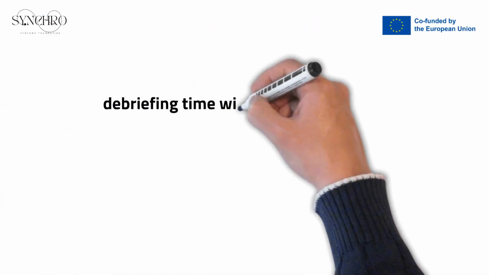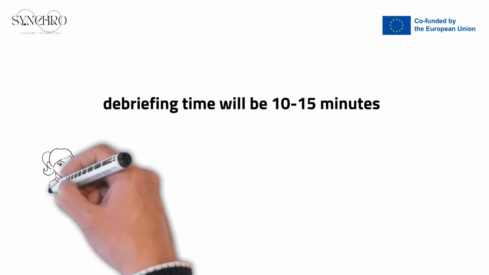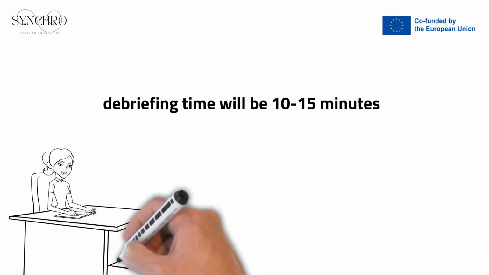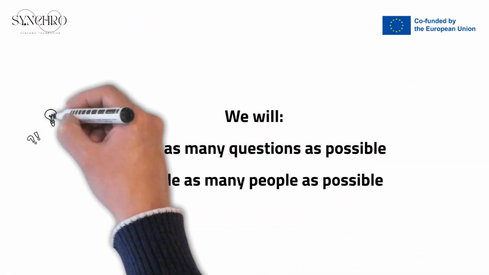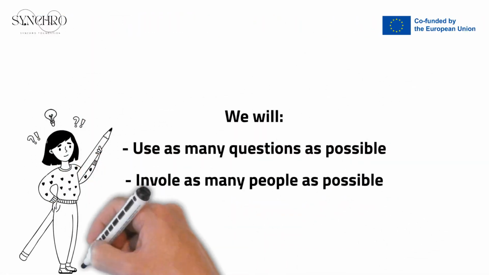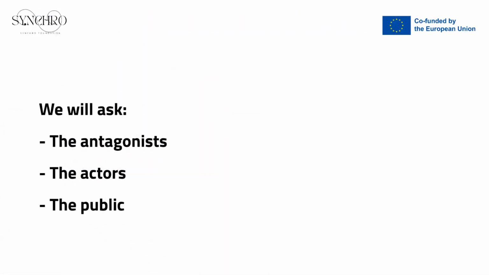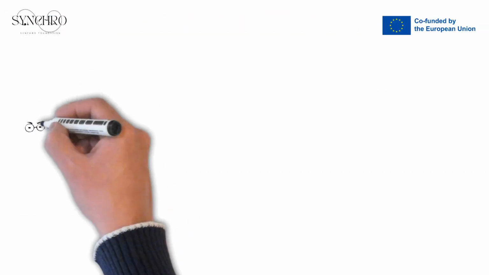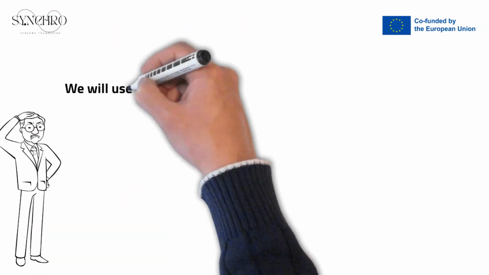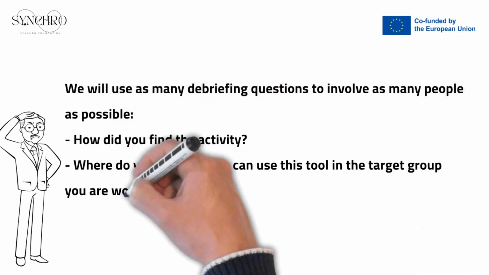After each group has presented their scene with a conflict element and the audience has been involved in it, the debriefing session follows, around 10-15 minutes. As many debriefing questions as possible will be used to involve as many people as possible: the antagonists, the actors, and the public. How did you find the activity? Where do you see that you can use this tool in the target group you are working with?